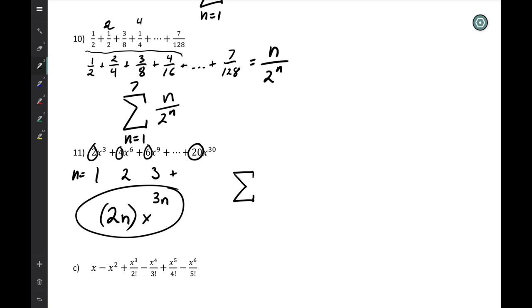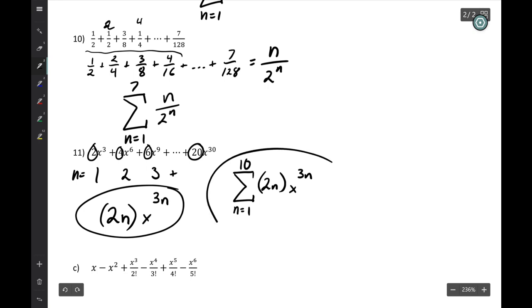The question is, what's n? Well, if I look at this and I know that 2n is in front and the last term has a 20 in front, that means n has to be 10. So I start at n equals 1 and go to 10, and then I have 2n times x to the 3n. And that's my expression right there.